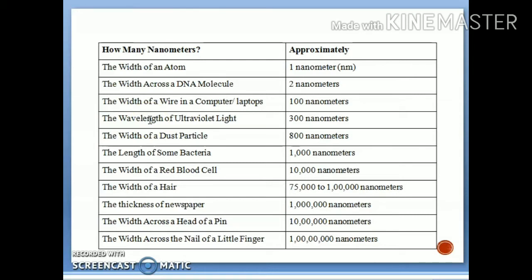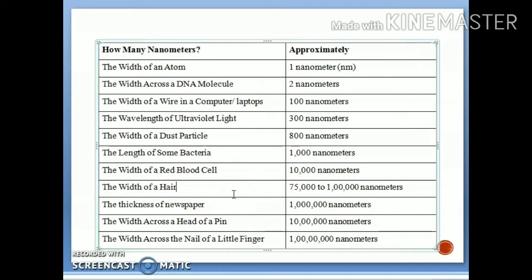If we consider the width across a DNA molecule, or the distance across the two helices, it is around 2 nanometers. The width of a wire in a computer or laptop is around 100 nanometers. The wavelength of ultraviolet light is 300 nanometers. The width of a dust particle we regularly see suspended in air is around 800 nanometers. The length of some bacteria is around 1000 nanometers, and the width of a red blood cell in our blood is around 10,000 nanometers.